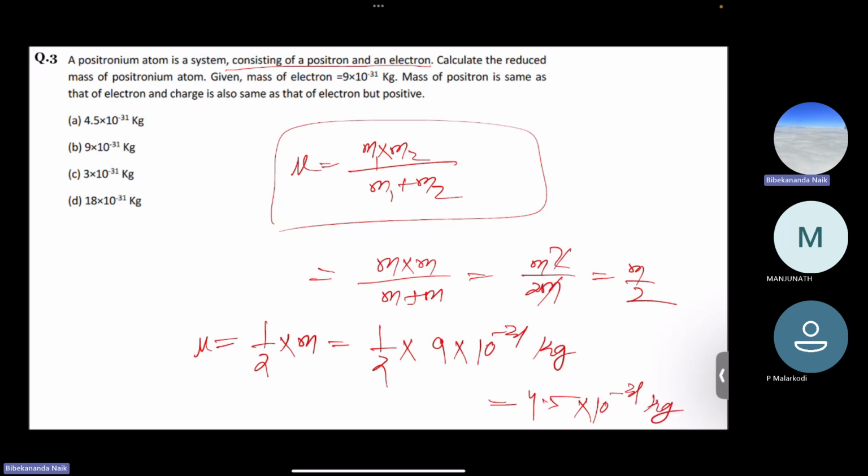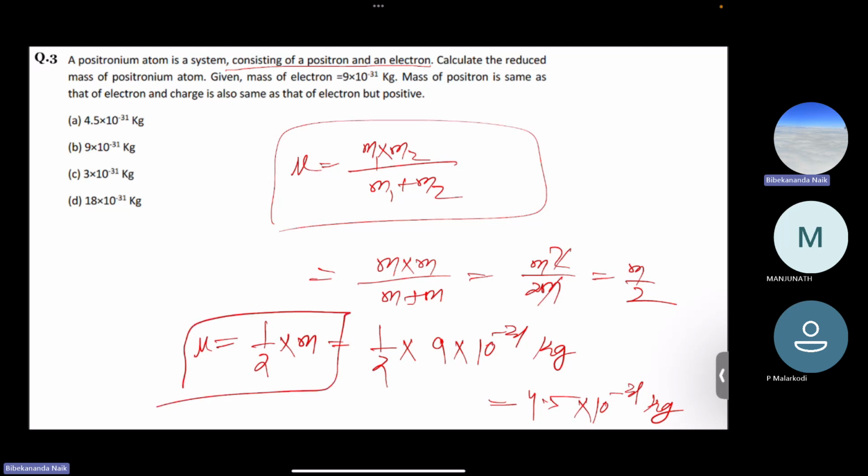So is this clear to everyone? Yes, sir. Can you explain why we call it reduced mass? Because you see, if there are two bodies, one is m1, another is m2. Generally it is a very basic understanding, but you can say the mass is getting reduced to 1 by 2 into m. So this is called reduced mass.